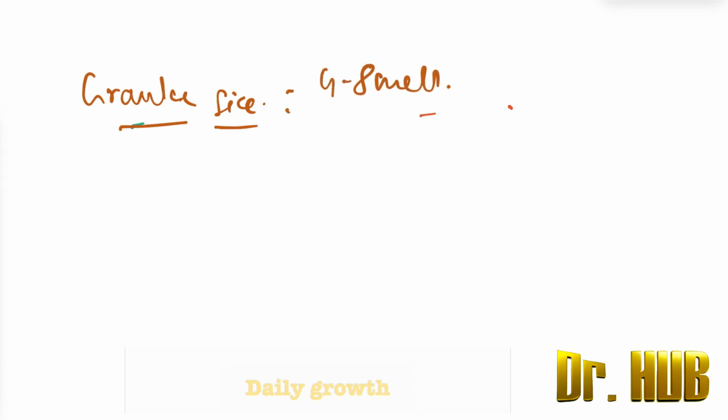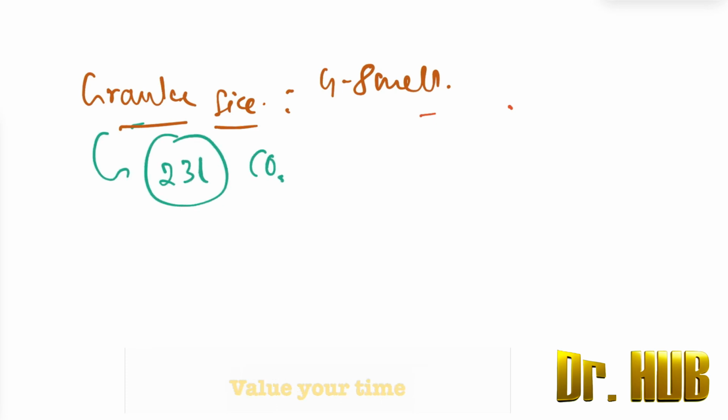So here we need to know what happens in case of the granulation size. The granule size is 4 to 8 mesh. It absorbs up to 23 liters of CO2 per 100 grams. And this is with trilene.